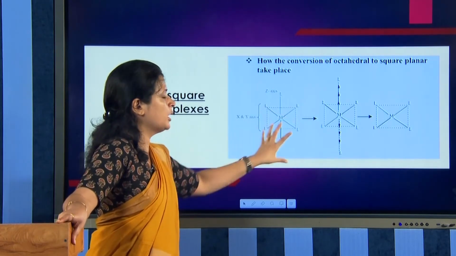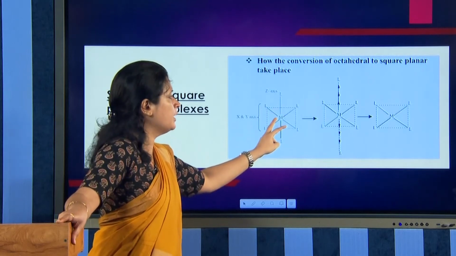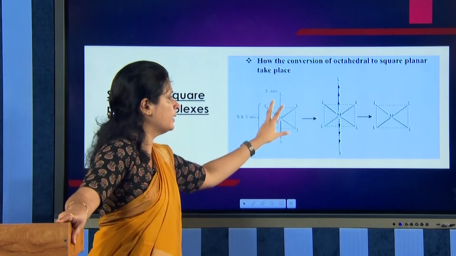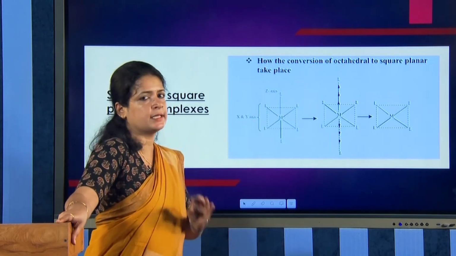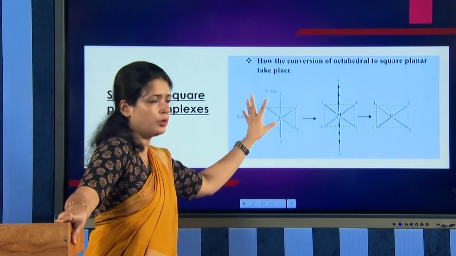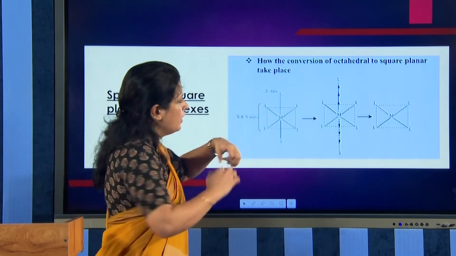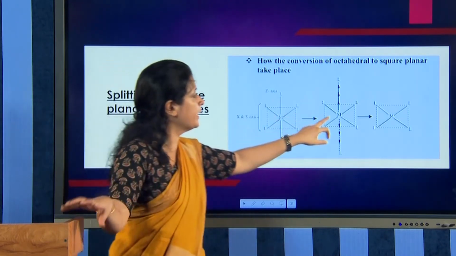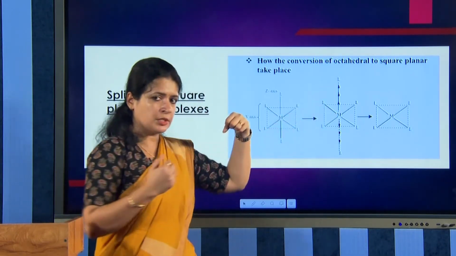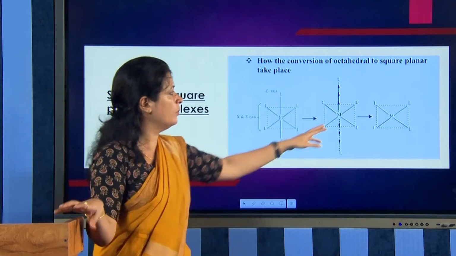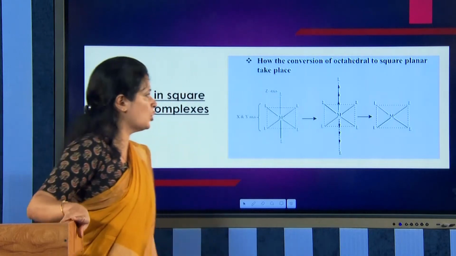This is a regular octahedron. In this case, we have similar metal-ligand bond distances, that is, all the 6 ligands are at an equal distance from the metal. And when we are just elongating the ligands along the z-axis, we will get the situation like this. Just removing these 2 ligands from the molecule, we will get the square planar geometry.